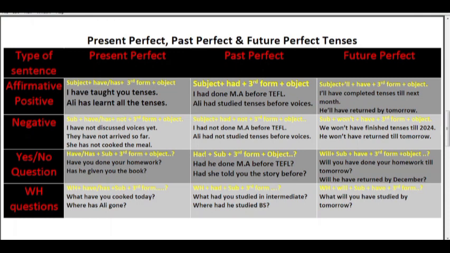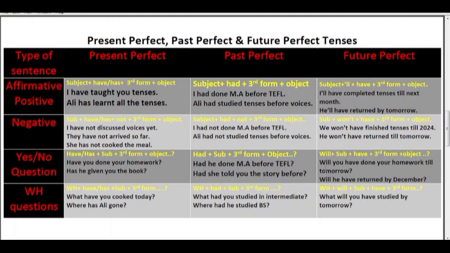In past perfect tense, we bring had to the start of the sentence, then subject, third form, object, and finally question mark. For example, had he done MA before TEFL? Yes, he had, or no, he had not. Had she told you the story before? No, she had not, or yes, she had.